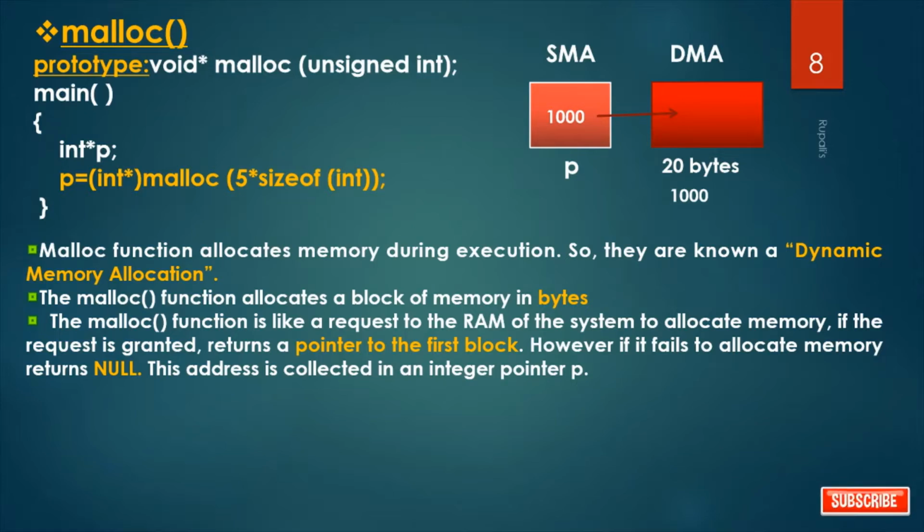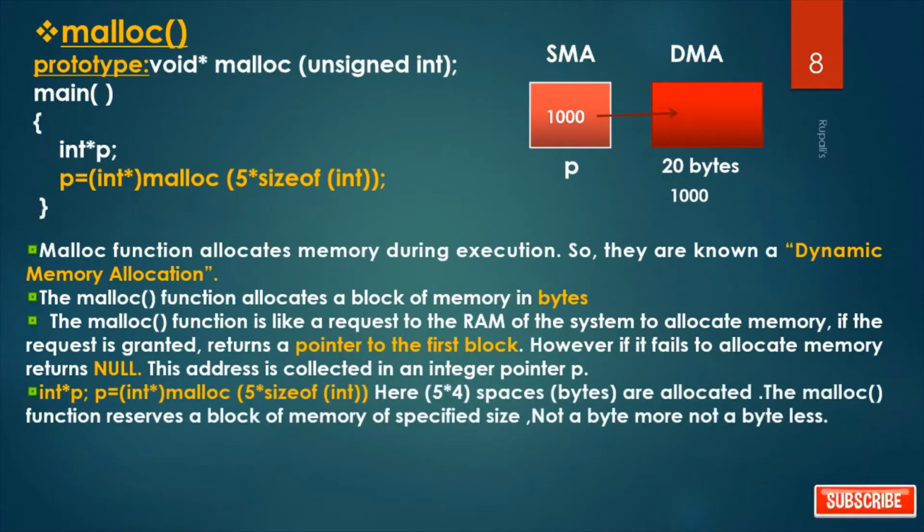This base address of the allocated bytes is collected in an integer pointer p. Int star p equals int star malloc 5 into sizeof int. Here 5 into 4 bytes are allocated. The malloc function reserves a block of memory of specified size, not a byte more, not a byte less. So 5 into 4 bytes are allocated at the time of run.